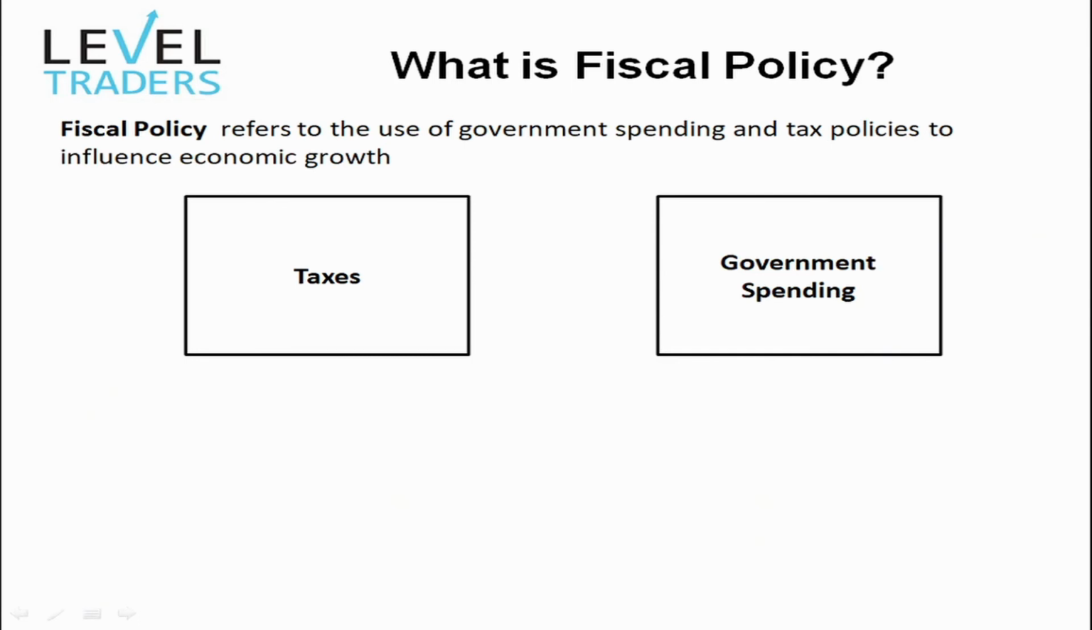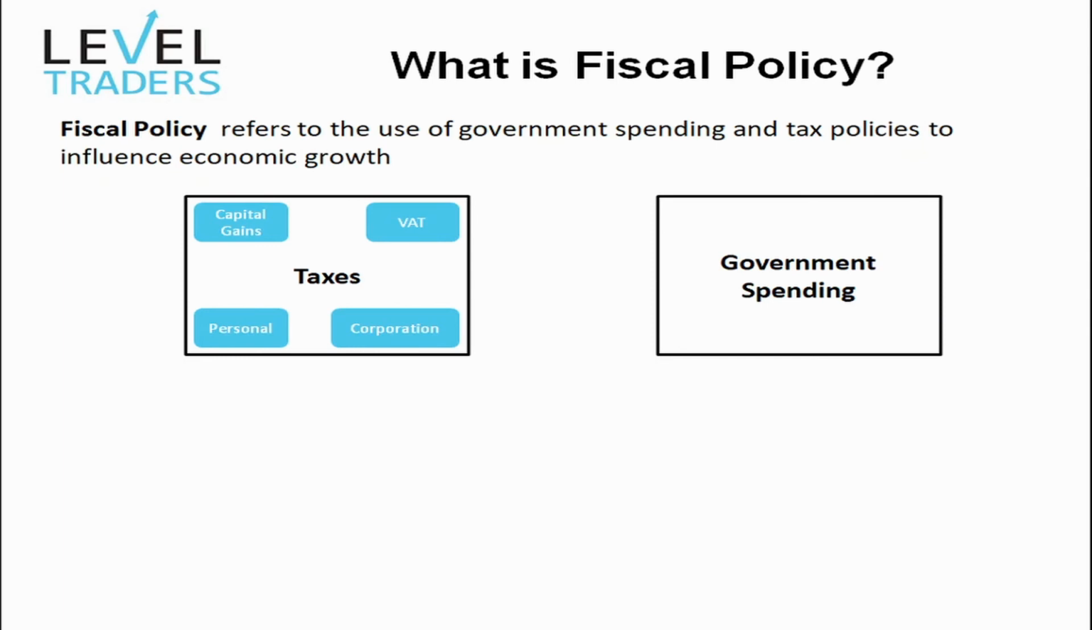So let's now switch topic to fiscal policy. Fiscal policy refers to the use of government spending and tax policies to influence economic growth. When it comes to fiscal policy, there are 2 elements that the government can influence: taxes and government spending. Taxes can be cut to boost consumer spending by reducing, say, personal tax or VAT. Reducing capital gains tax can influence individuals to increase investment, while reducing corporation tax will boost company profits after tax, which can lead to companies increasing wages or paying out bigger dividends to shareholders.